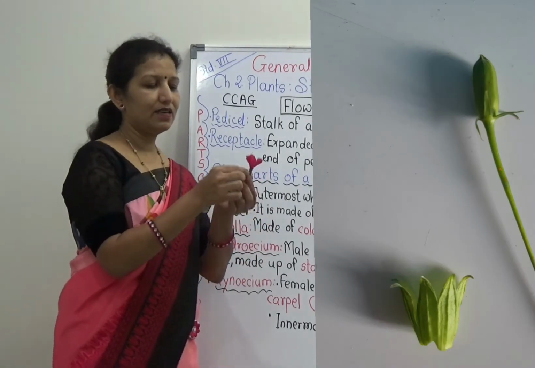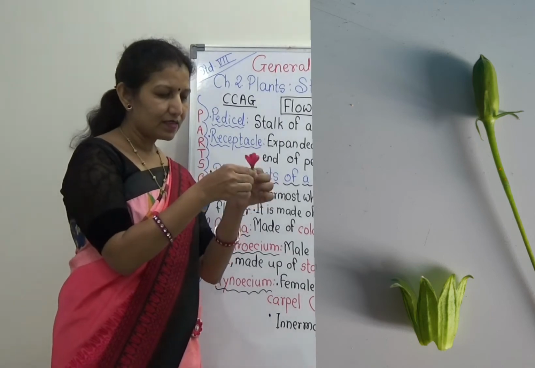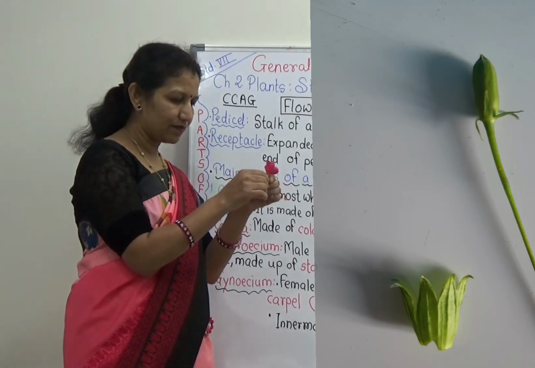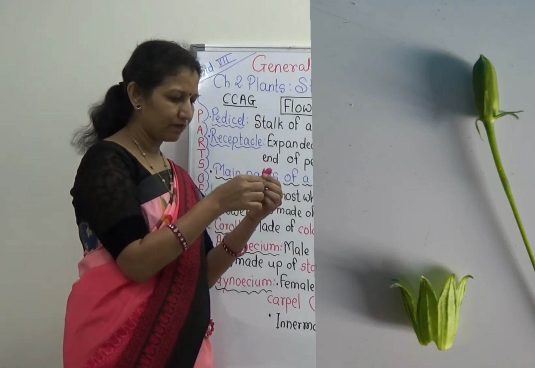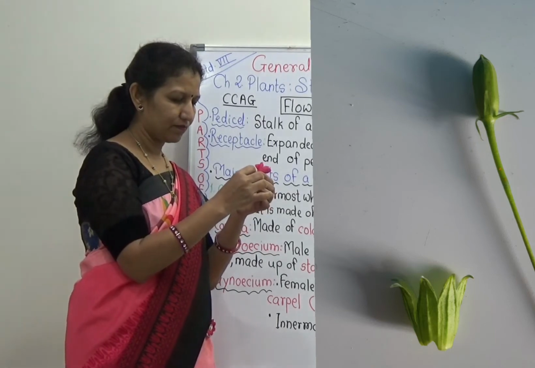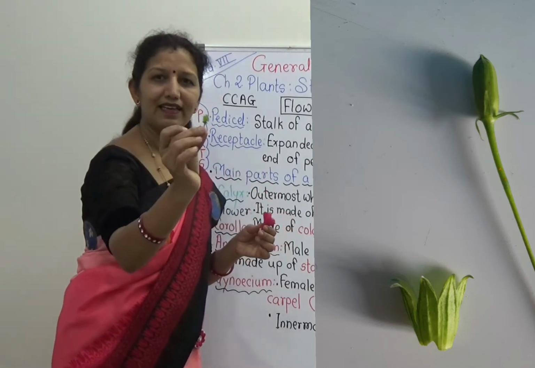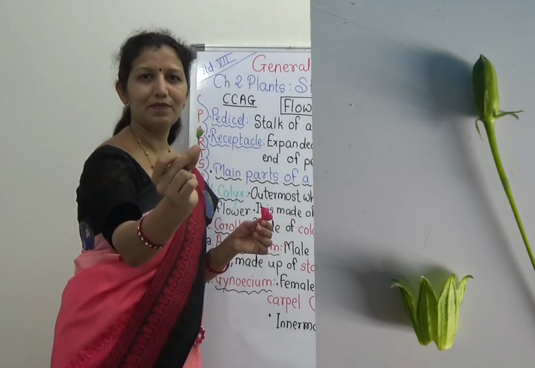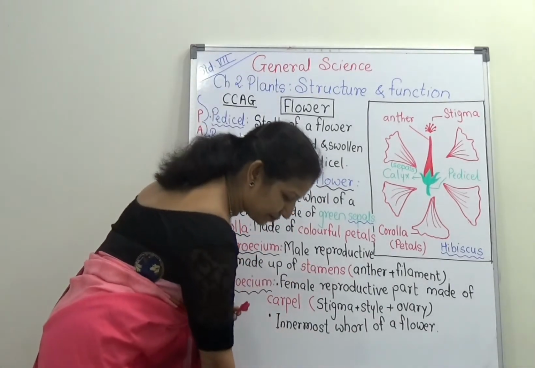colored sepals. Now what I will do? I will remove the sepals here. See, this is calyx. I have removed the sepals here. Now they are green in color.